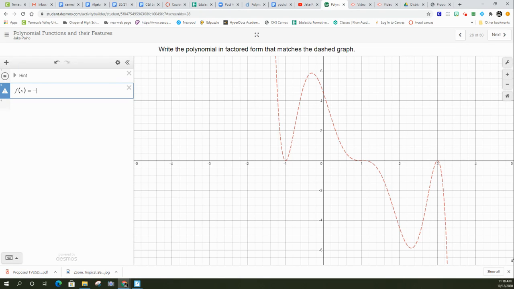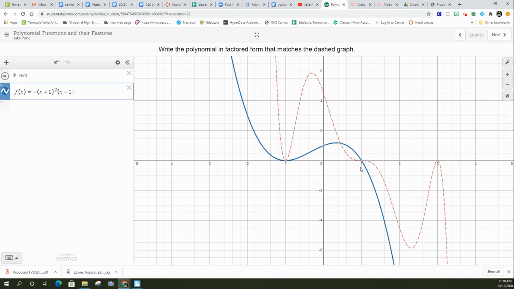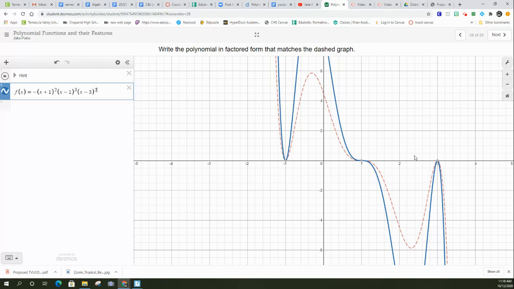All right, and then let's start with this x-intercept right here at -1, so that's x plus 1. And that is going to bounce, so I need an exponent of 2. And then I got an x-intercept at 1, so that's x minus 1. And that's got a point of inflection, so that's going to have an exponent of 3. And then I've got one at 3, so that's x minus 3. That bounces, so I need an exponent of 2.